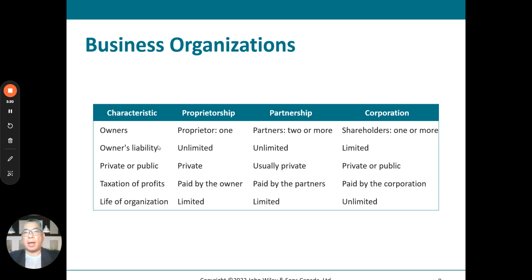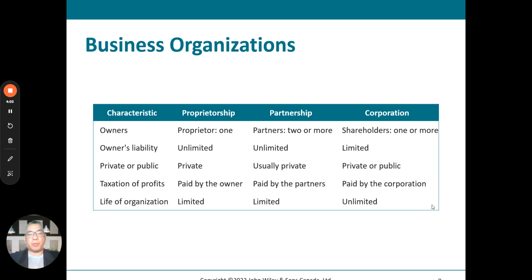Partnership, you have 2 or more owners. Corporation, you have 1 or more shareholders. For owner's liability, the best one is the corporation because it has limited liability. A corporation can be public or private; the other 2 will be private. Taxation of profit will be paid by the corporation, while for the other 2 it will be paid by the owner or partners. And the life of the organization is unlimited for a corporation, while for the other 2 it is limited.